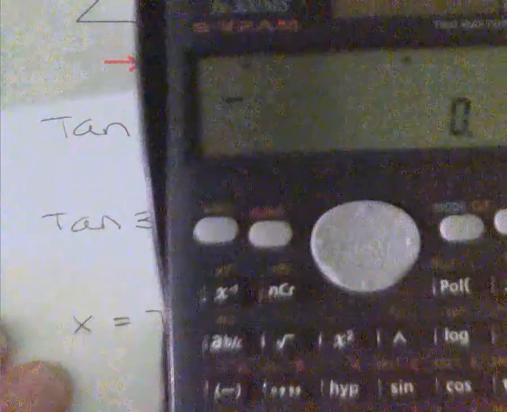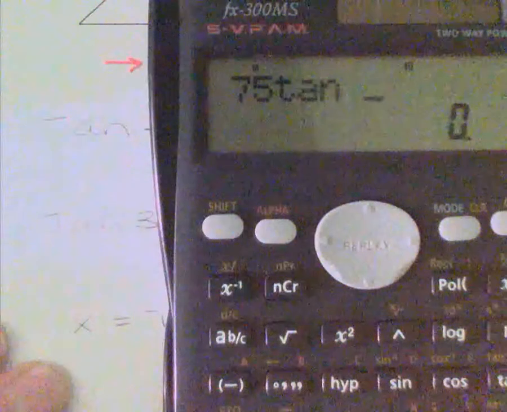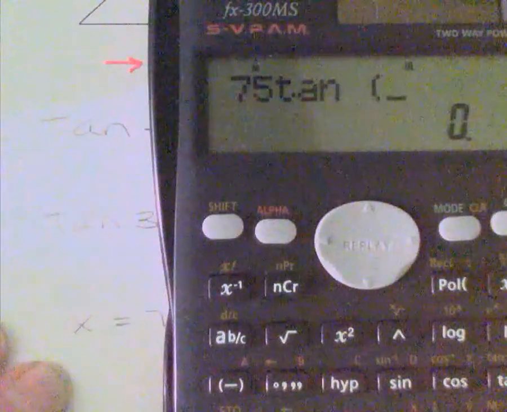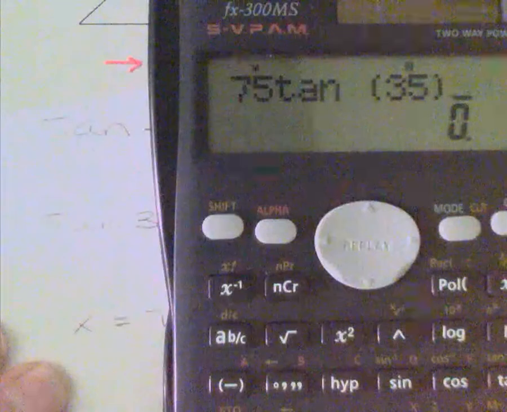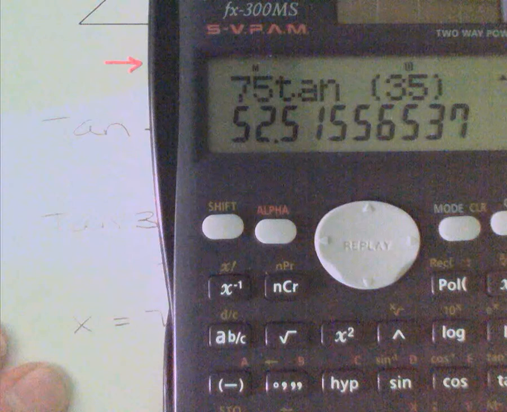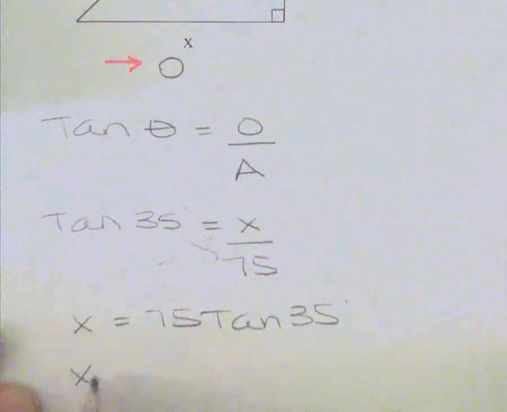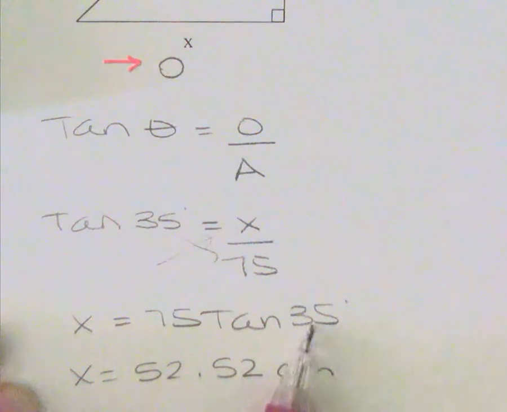I'm going to pull out my calculator again. I want to do 75 tan bracket 35 close bracket equals. And then I get 52.52. Remember, you have to round. So I get x is equal to 52.52, and it's centimeters. If you have a different calculator, you're going to do 35 tan times 75 equals.